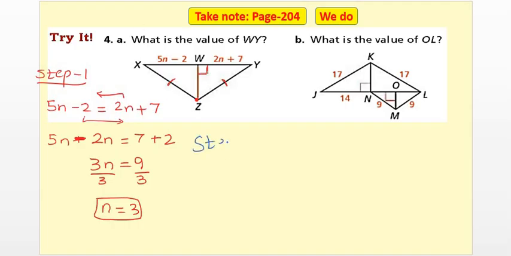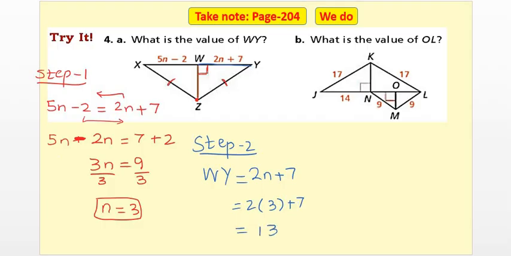What will we do in step 2? In step 2 we will replace this n here in WI. So how long is WI? WI is actually 2n plus 7. So replace n by 3. It will give us the value equals 2 times 3 plus 6... plus 7. It will be 13. Right?